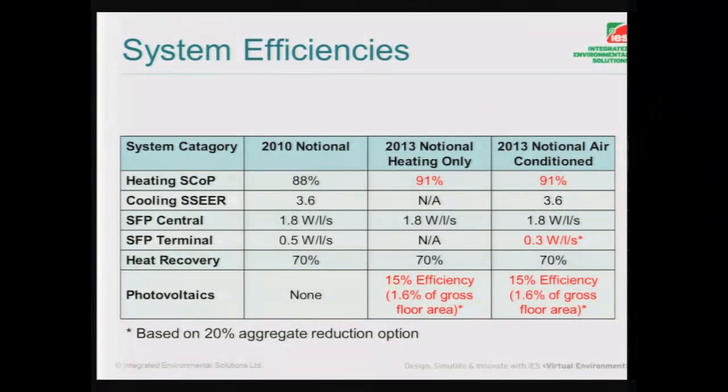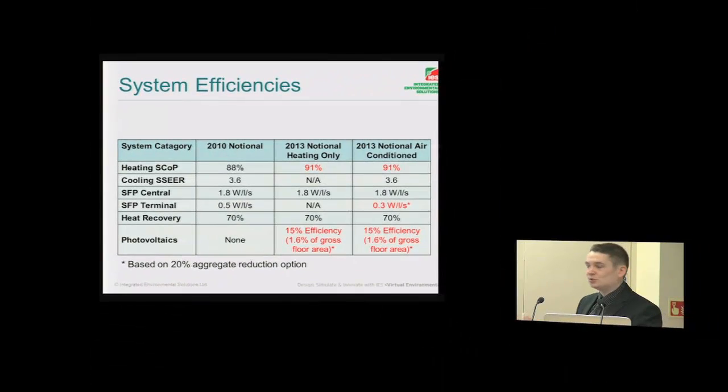Okay. Next, we've got the system efficiencies. So they mostly have stayed the same. We've got a slight increase in the heating efficiency, up from about 88% to about 91%. At least that's how I've interpreted the consultation document so far. I think some figures include for delivery losses, other ones don't, but that's my understanding of it.